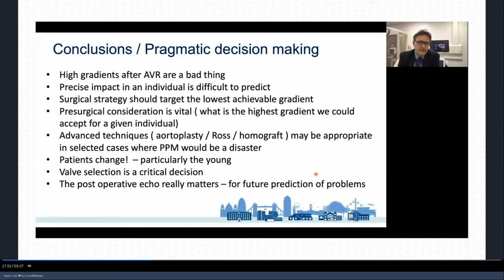And in understanding these diseases, it's really important to get that post-operative echocardiogram in, because it really helps you predict future problems. So thank you very much for your attention, and I look forward to discussing things further with Chris.